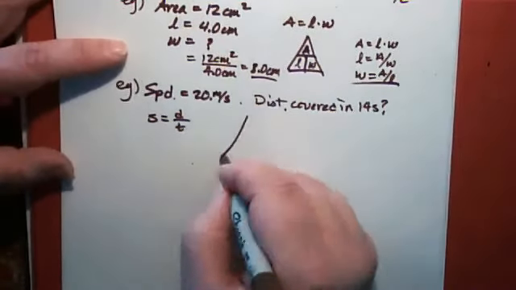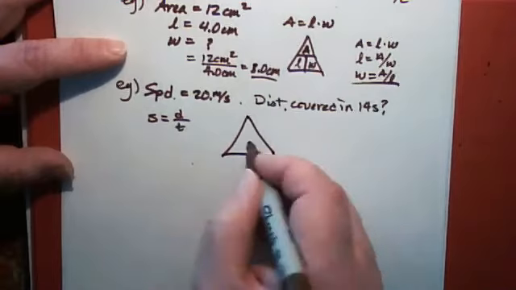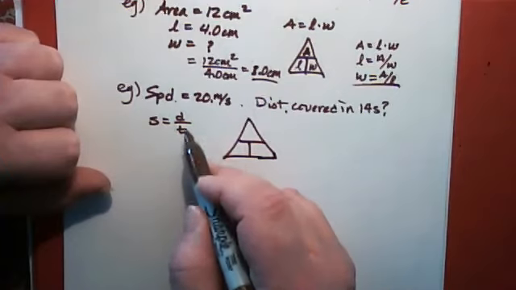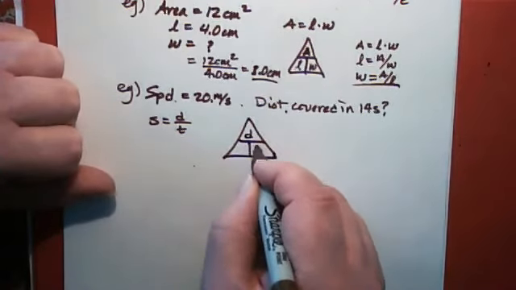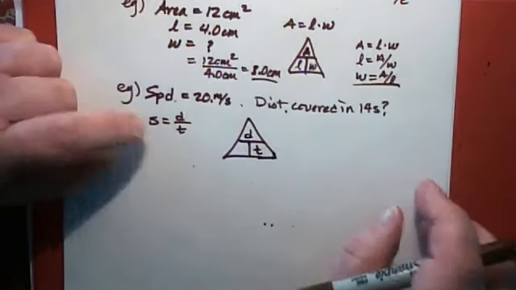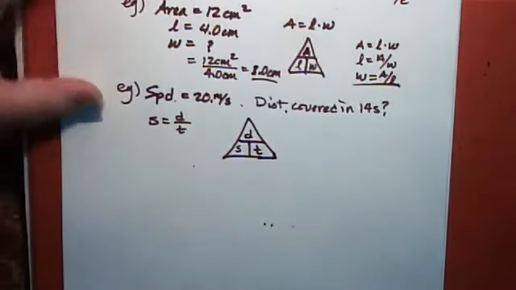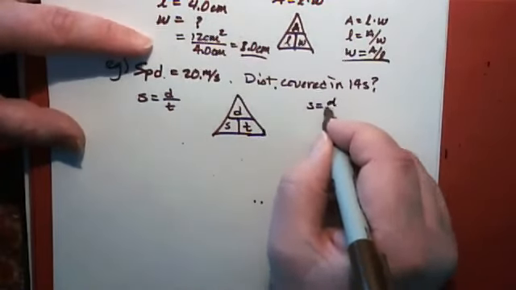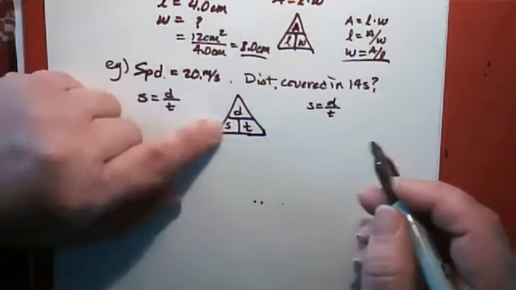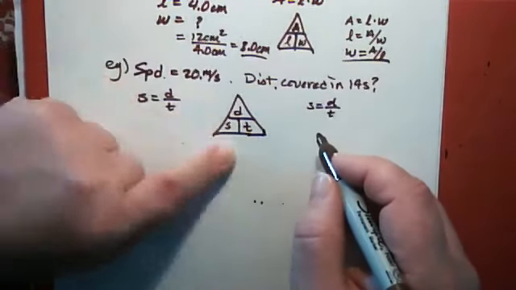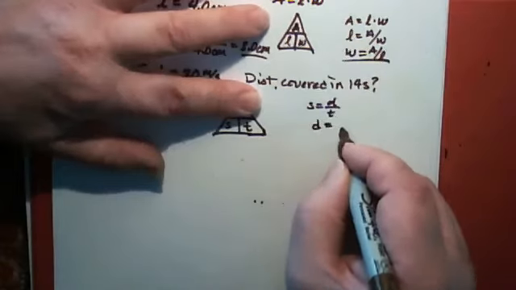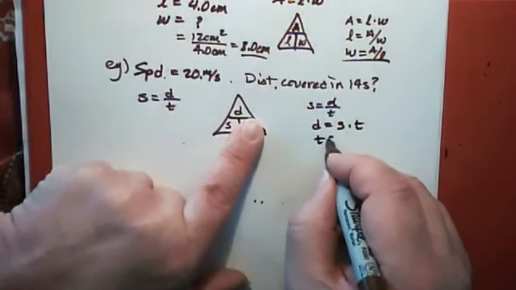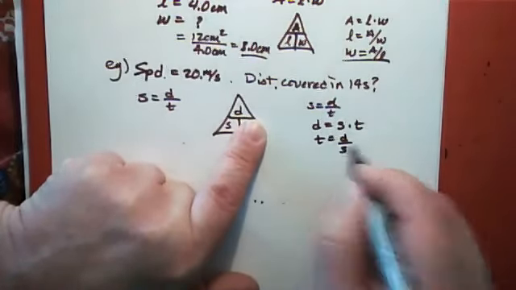Okay, so we can set up a triangle. And we have S equals D over T. Again, look at the side with two terms on it. D over T means D goes on top and T goes on the bottom. And S goes in the empty space, which is on the bottom. So we have speed is equal to distance over time. Also, if you want distance, that's speed times time. Or if you want time, that's distance over speed.